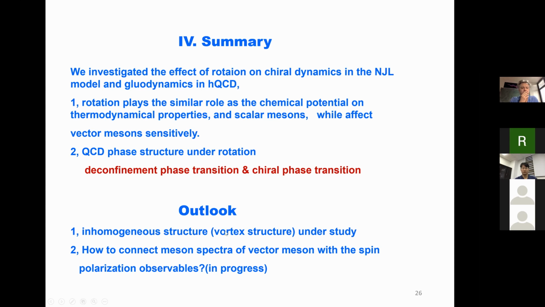For the outlook, we are now investigating the inhomogeneous structure in the holographic QCD framework. We are also investigating the vortex structure, and how to connect the meson spectra of these vector mesons with the spin polarization observables. We have thought about that, but we didn't find the way to connect this part, so we are still working on that.